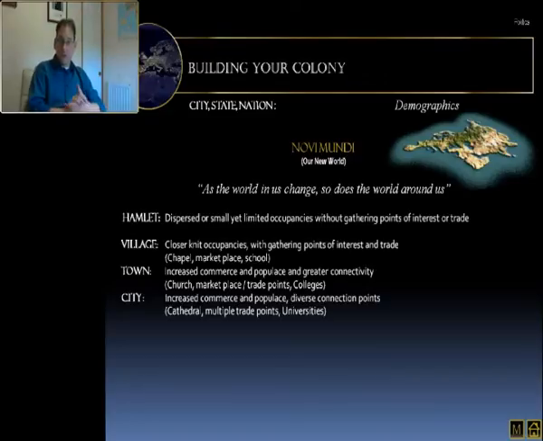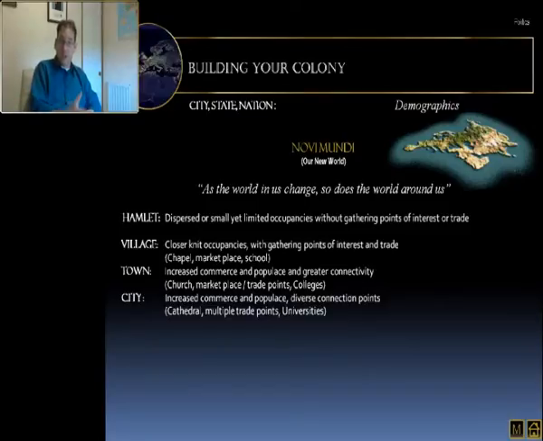We move on to a city. So again, taking the previous two into account, and increased commerce and populace, diverse connection points, so we've got more of them. But this time, because we've increased in size and we can afford it based on space and increased contribution, we now have cathedrals.